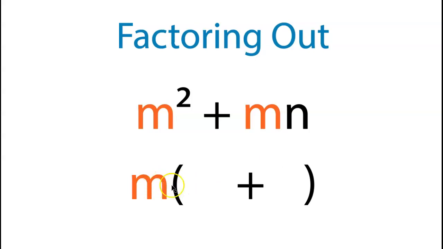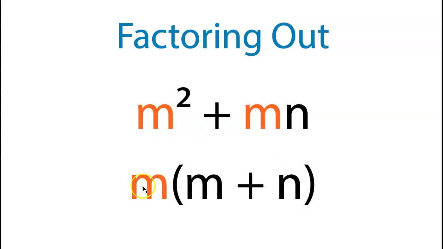So we put that m on the outside, and we need to divide. M squared divided by m. If you're not familiar with dividing monomials, now is the time to tell your instructor and go work on that skill. So m squared divided by m, we get m. And then mn divided by m, you're going to get n. All right? That's how that works.